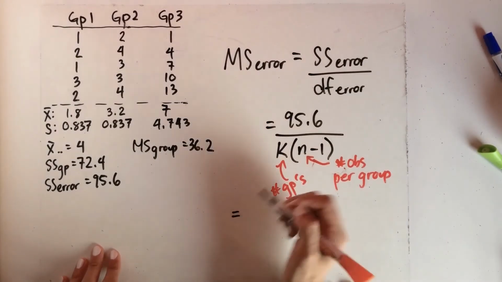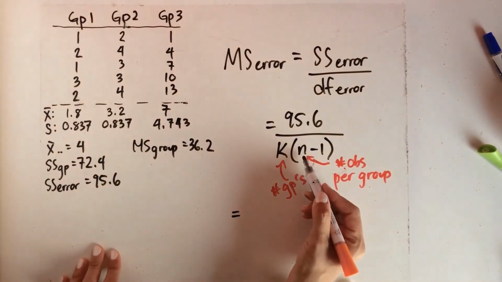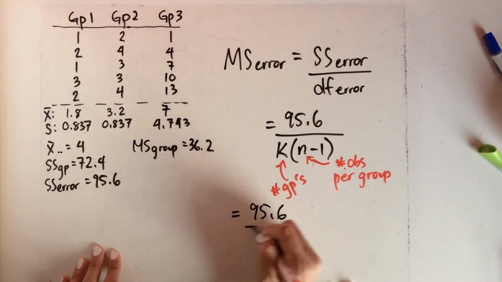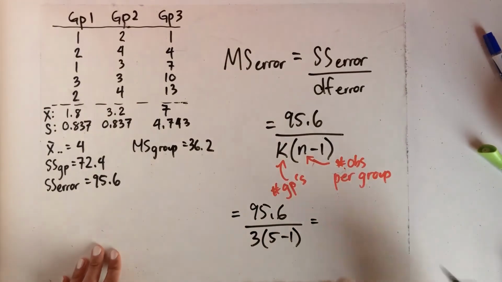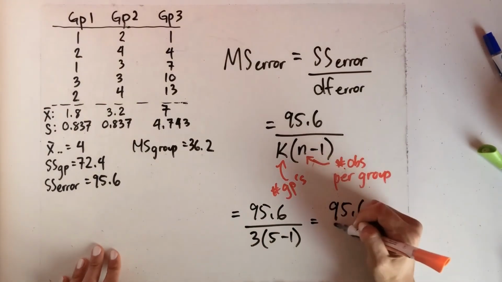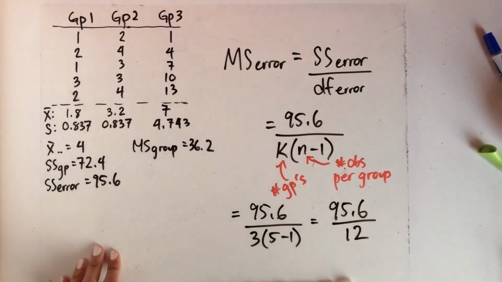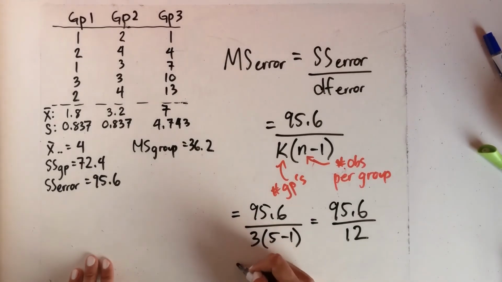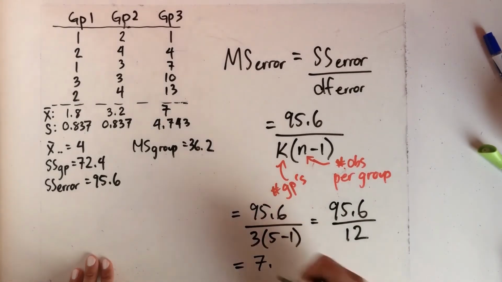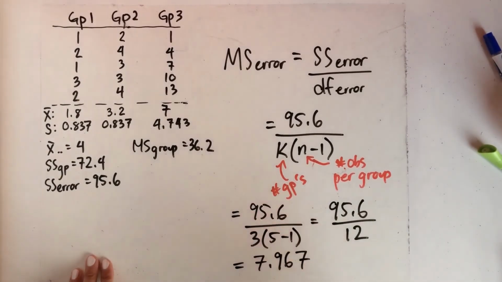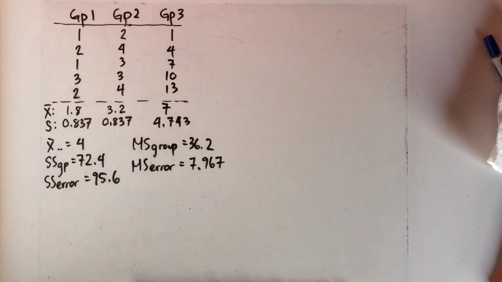So in this case, k is 3, n is 5, so it's 95.6 divided by 3 times 5 minus 1, as we discussed, or 3 times 4, so 95.6 divided by 12. And so now that's our degrees of freedom error, 12. And when we finish this computation, we end up getting, can you see that? Yep, okay, cool. You're getting 7.967, 3 decimal places. Okay then, we are now at the end.